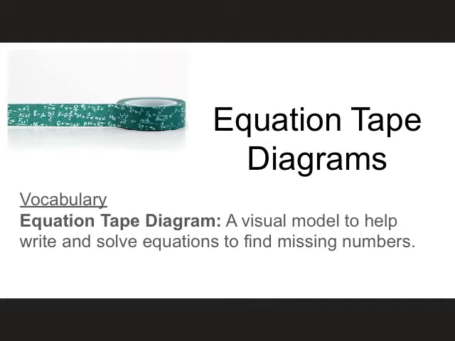In this video, we are going to learn about equation tape diagrams, which are related to the tape diagrams we've used before in solving ratio type problems. For your vocabulary, you're going to write down that an equation tape diagram is a visual model, just like how ratio tape diagrams are visual models, that can help write and solve equations to find missing numbers.